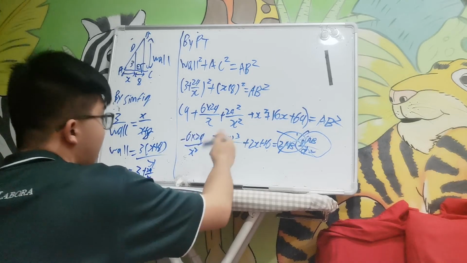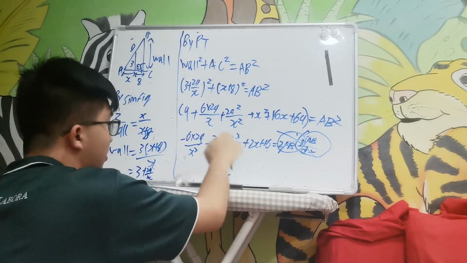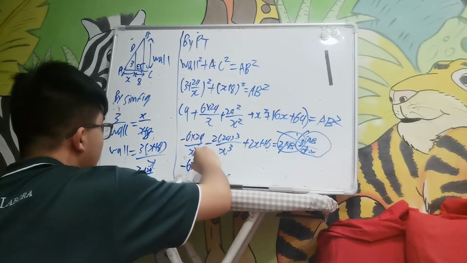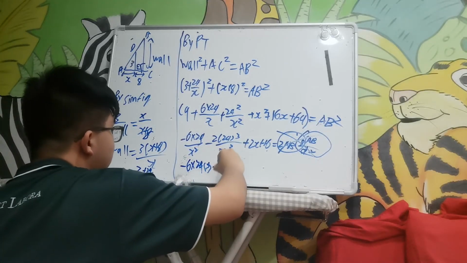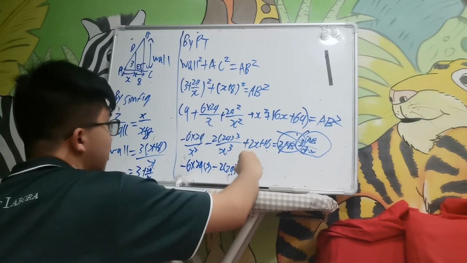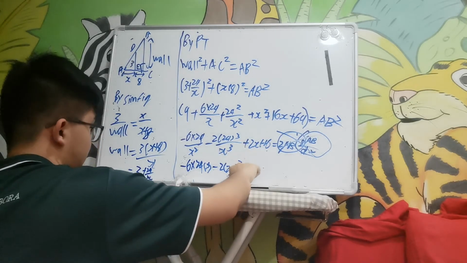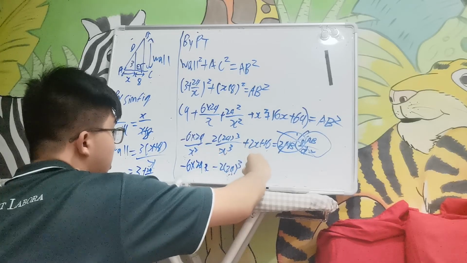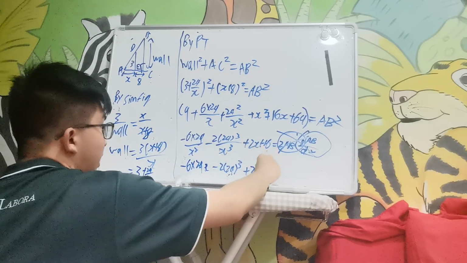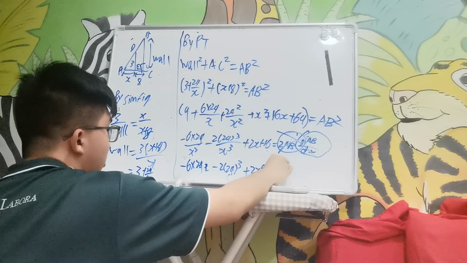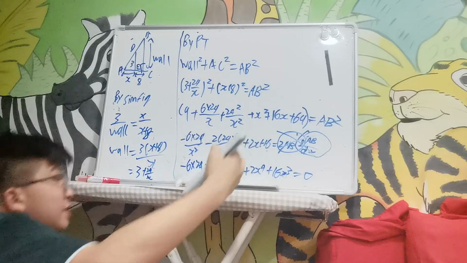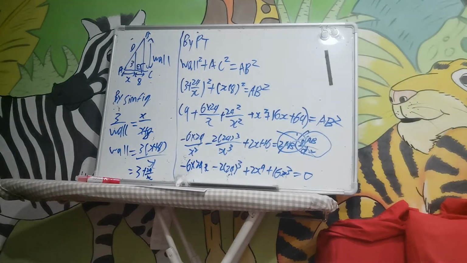And now, assuming that x is not 0, you can do some cross multiplication such that you have negative 6 times 24 x minus 2 times 24 cubed x plus 0, plus 2x to the power 4 plus 16x cubed equals 0. Now, plug it into your GC, and I'm going to use my GC to check that my working is correct right now.